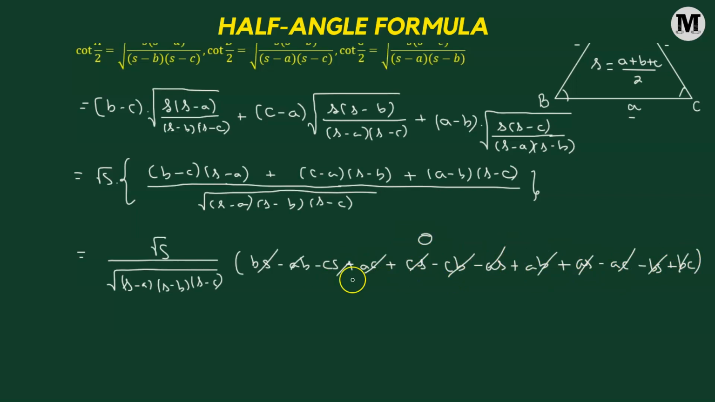So this entire expression will be 0. So we have 0 multiplied to the square root of S over the square root of (S minus a) times (S minus b) times (S minus c), and that's going to leave us with 0, which is the expression on the right hand side. Hence proved.